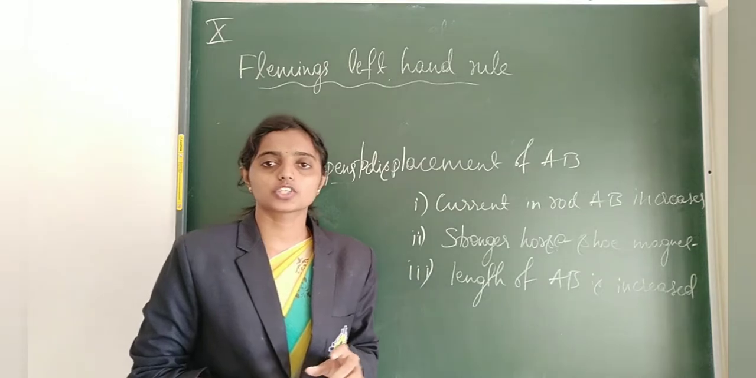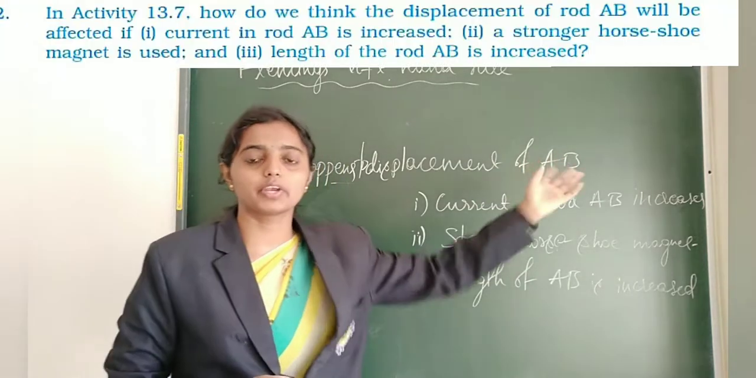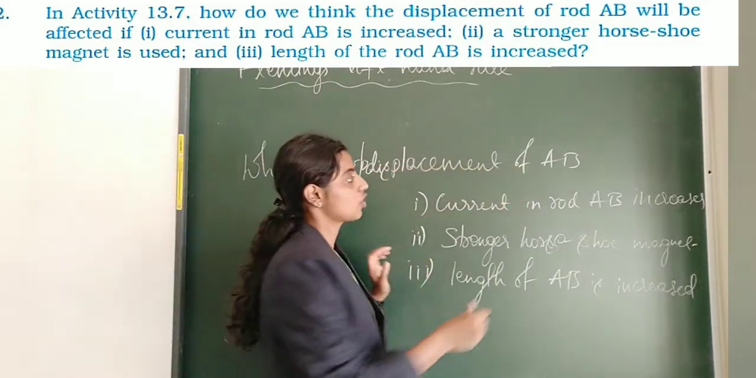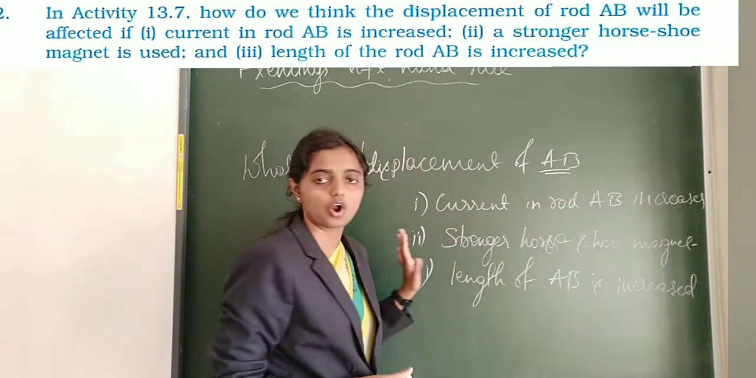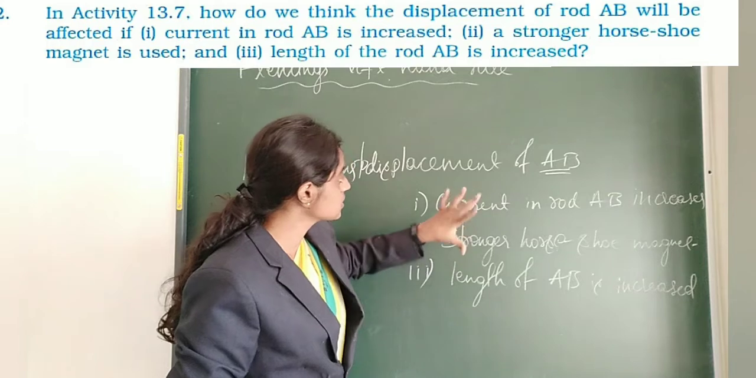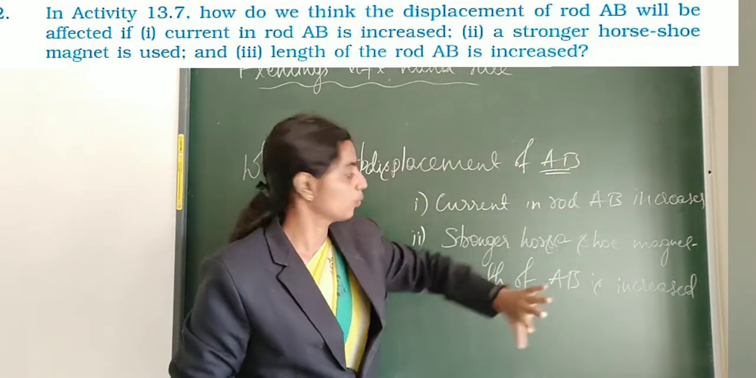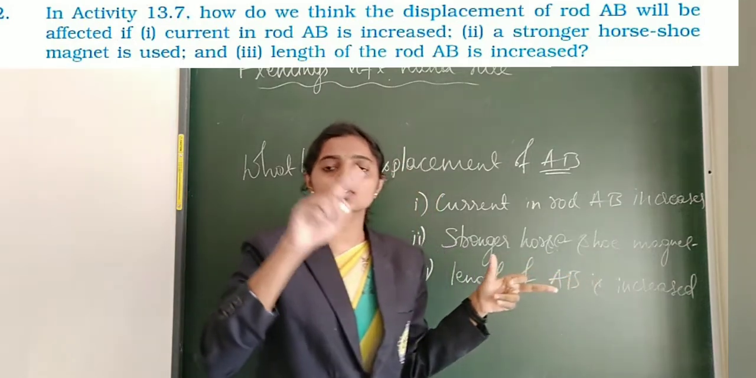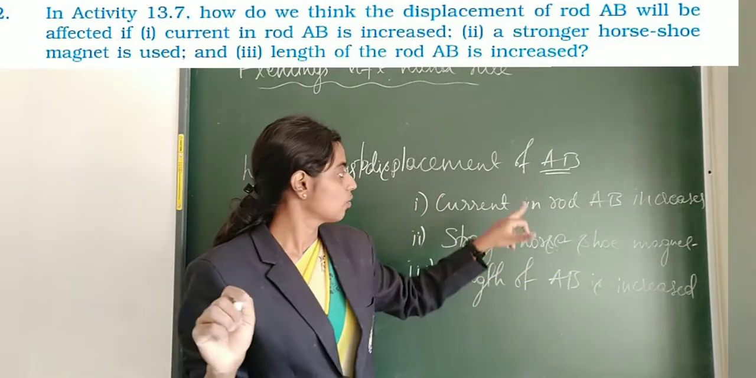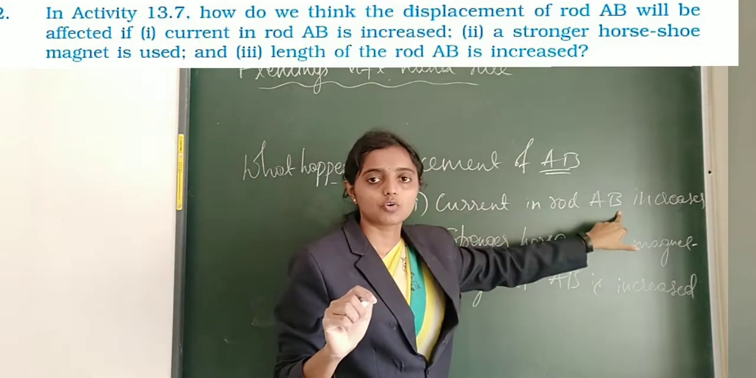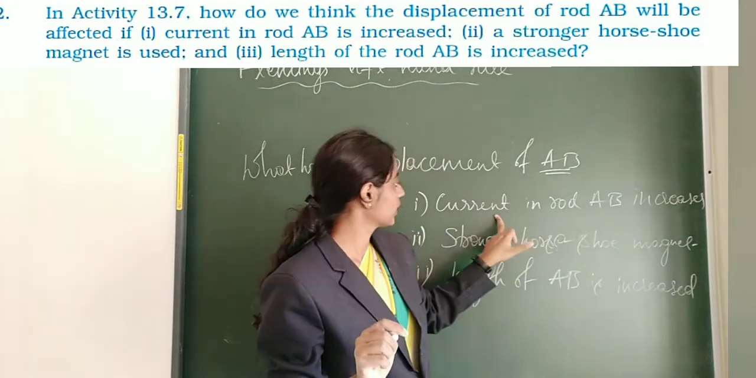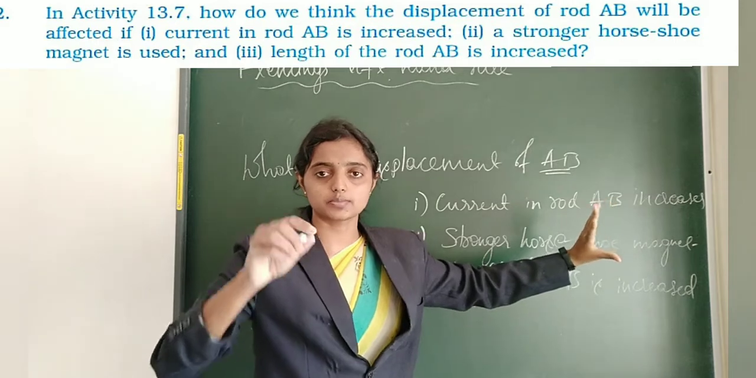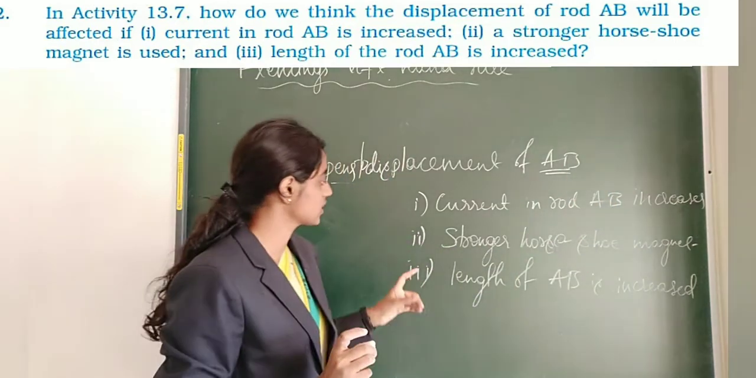Now in the in-text question, there is one question based on our previous activity. What happens to the displacement of AB, that is the aluminum rod, when the current in rod AB is increased? As I told, force is directly proportional to current. When current in the rod increases, automatically force is increased. The displacement will also increase.